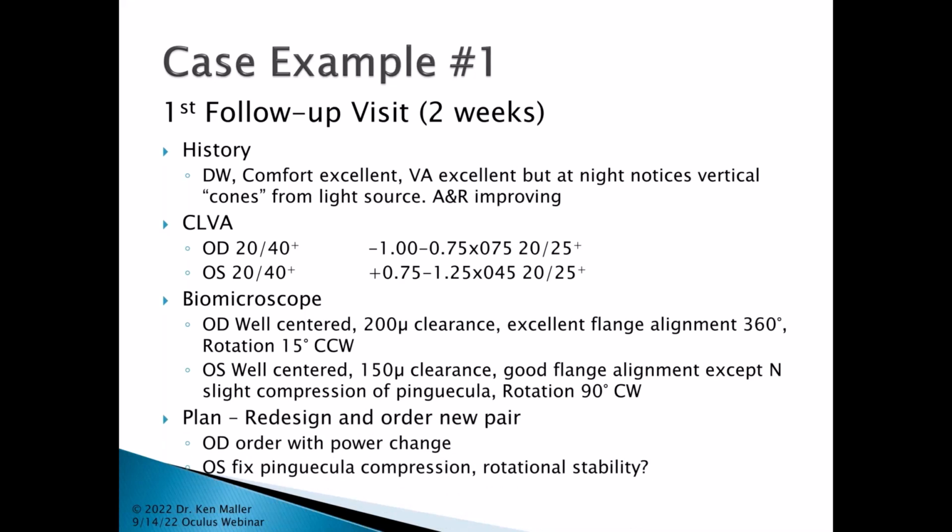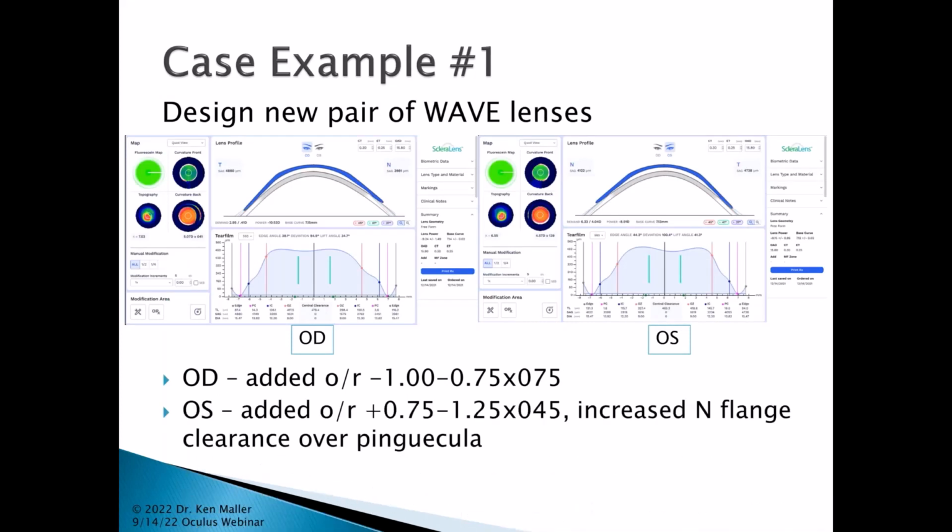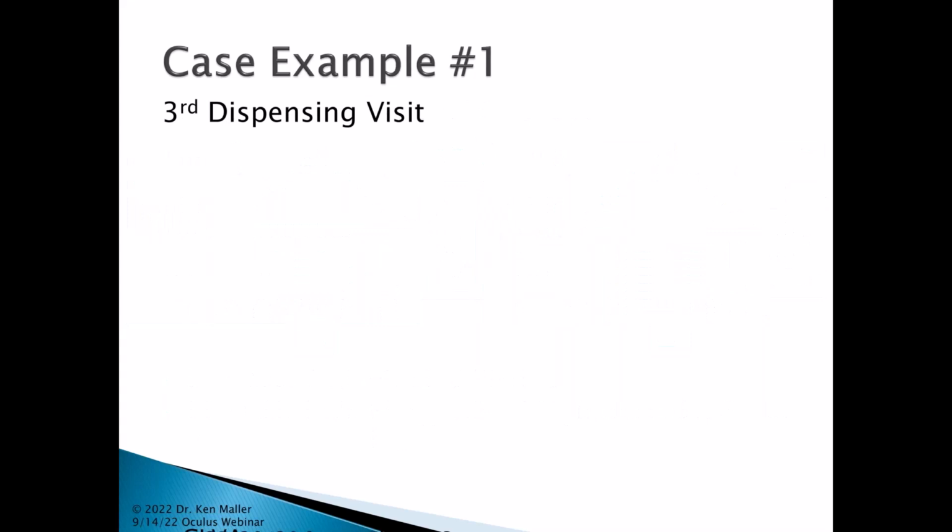So I redesigned the lenses and ordered a new pair. The right one, I just changed the power because that's all she really needed. The fit was excellent. And then the left one, I fixed the pinguecular compression by lifting that particular portion of the lens. And then I was a little concerned about rotational stability. So these were my new designs, and you can see on the right one, all I did was just add in the over refraction. On the left one, I increased that nasal flange clearance over the pinguecula, and I figured maybe that might help out what was sort of rotating the lens off axis here, to see if that might solve that problem. So this is my third dispensing visit.